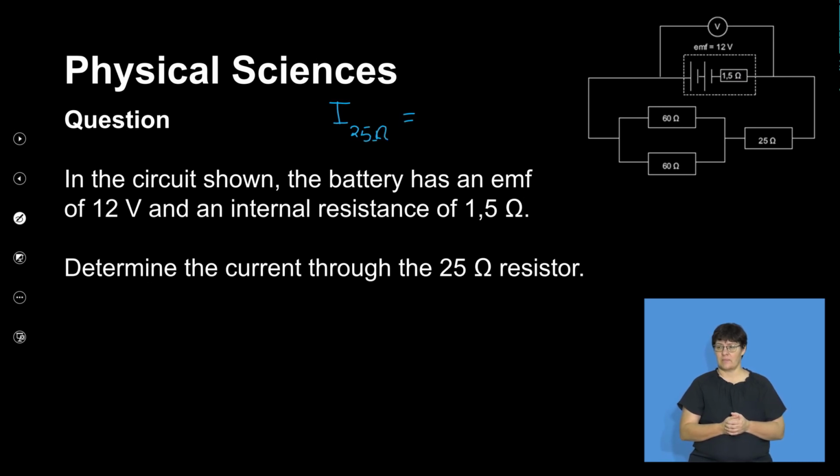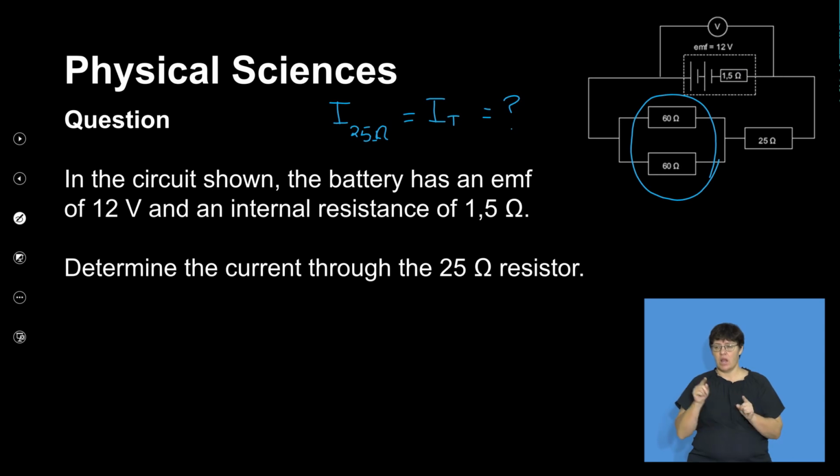If we look at the circuit, all the current passes through the 25 ohm resistor. So this is like the total current of the circuit, which is what we are looking for. That's our interpretation. First of all, we need to look at the effective resistance of this parallel combination, which is actually in series with the 25.